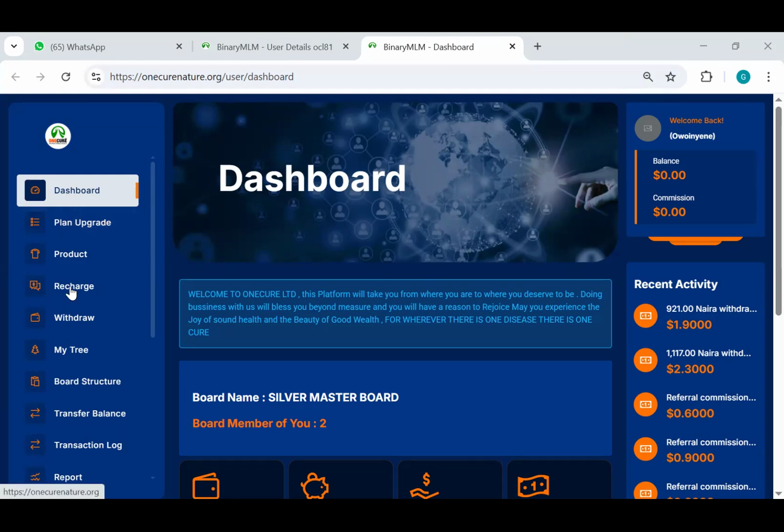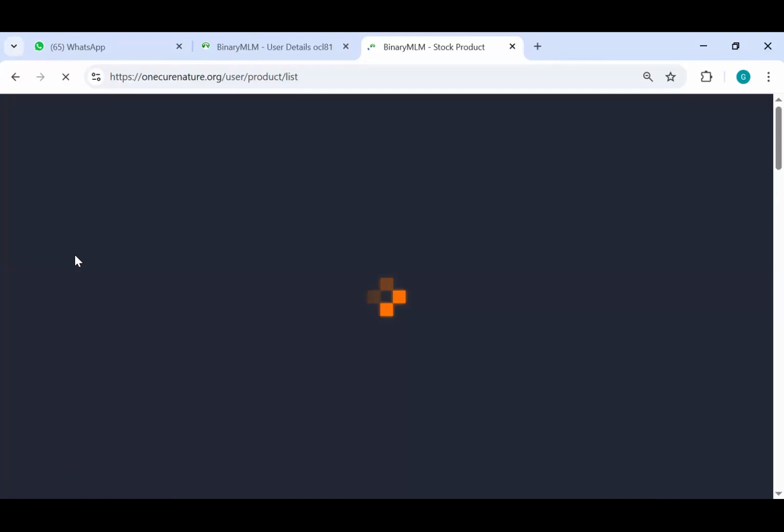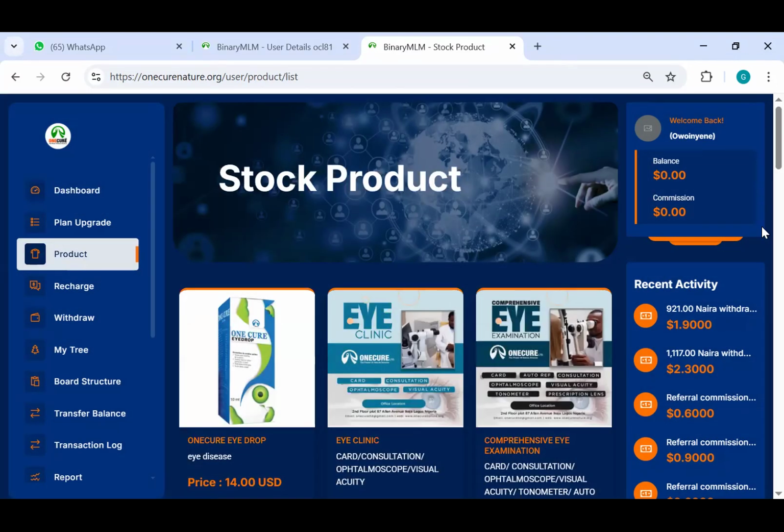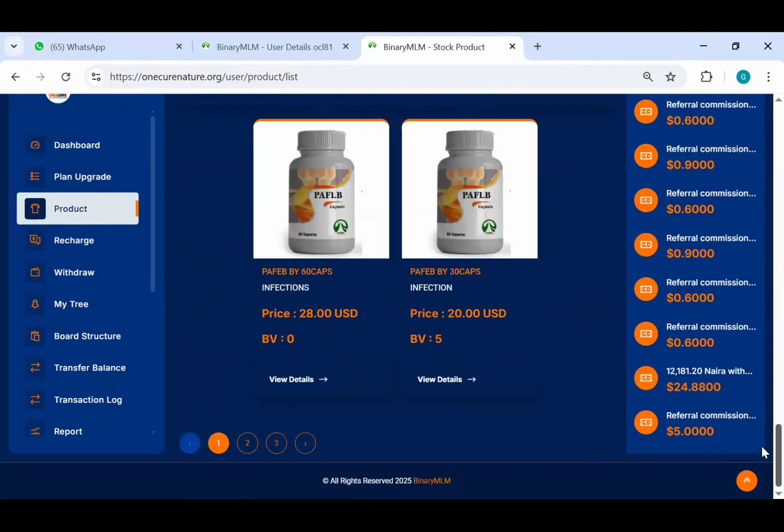On this left-hand side of the dashboard, you see the menu. The menu means where you can locate some things. If you want to make purchase of products, you come to products. These products are filled up here. When you take it to the end, you will see page 2. This is page 1, page 2.